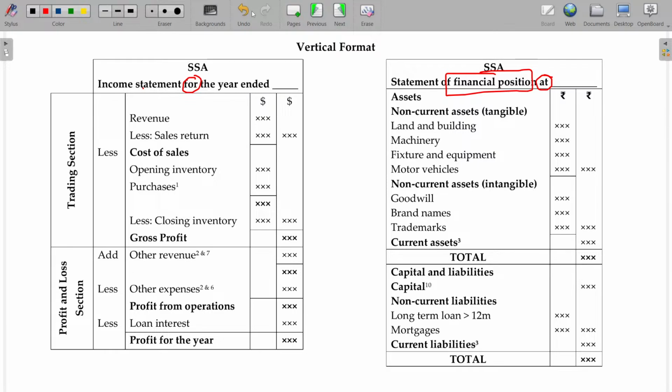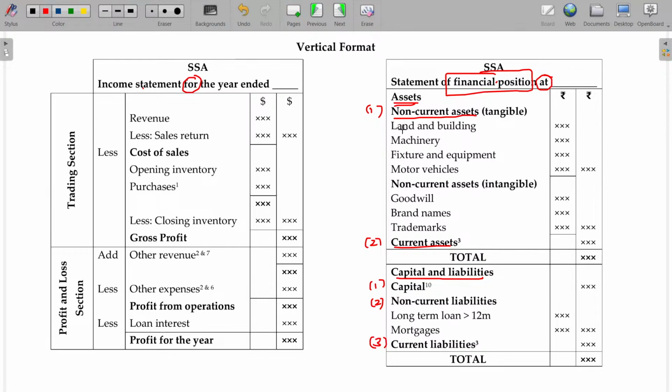In case of the financial position statement, two predominant blocks are there. One is assets, another one is capital and liabilities. Under assets, we have two blocks: non-current assets as well as current assets. So these are the two blocks. Under capital and liabilities, we have three blocks: capital, non-current liabilities, and current liabilities. So these are the three blocks.